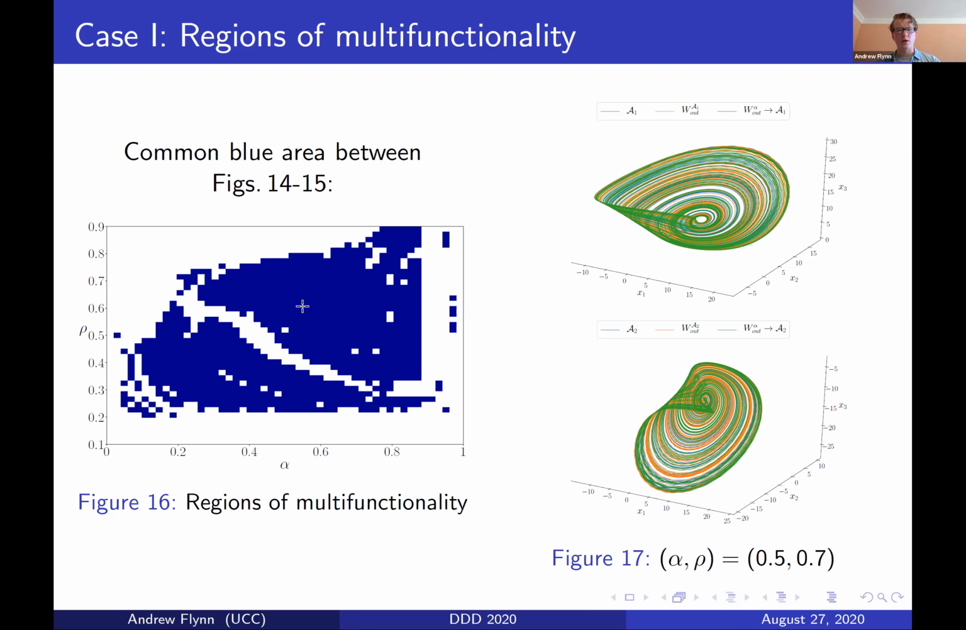If we take the common blue area between these two figures, we're able to see the regions of multifunctionality. So if I pick any point in this plane, say alpha 0.5 and rho 0.7, I can say with confidence that I will be able to reconstruct either attractor using this multifunctional matrix, depending on the initial condition. Here you have an example of the predictions. You can't distinguish them too well because the prediction is so good. We're able to really map the climate very well. Plotted here are the actual trajectory, the trajectory using the task-specific matrix in each case of attractor A1 and attractor A2, and then the multifunctional matrix which can do both.